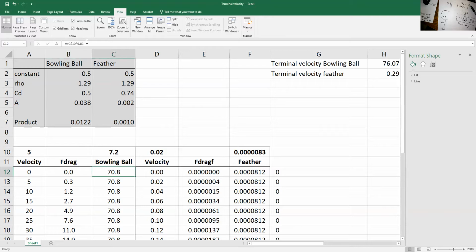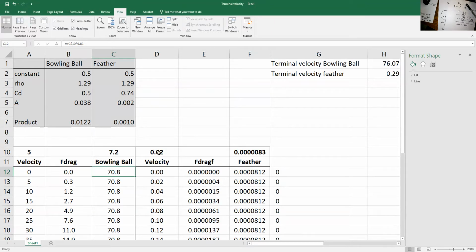Then over here, I just put in the weight of the ball. The force due to gravity acting on the ball is a product of mass times 9.8. I put 9.83, it doesn't matter. About 70 newtons is what the ball weighs. So this is a 16-pound ball, roughly. That's a constant. That's not changing. Drag force is here. And I did the same thing for the feather.